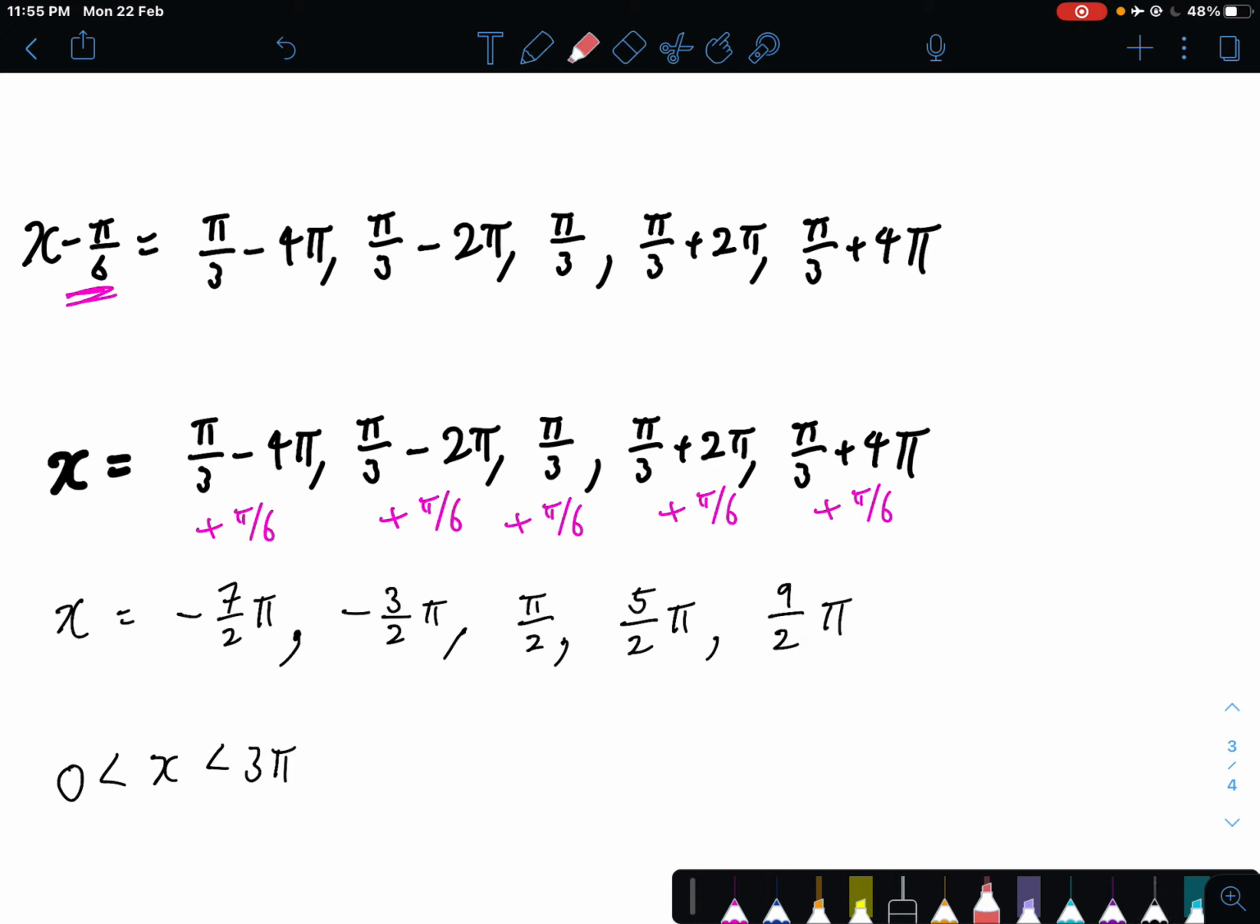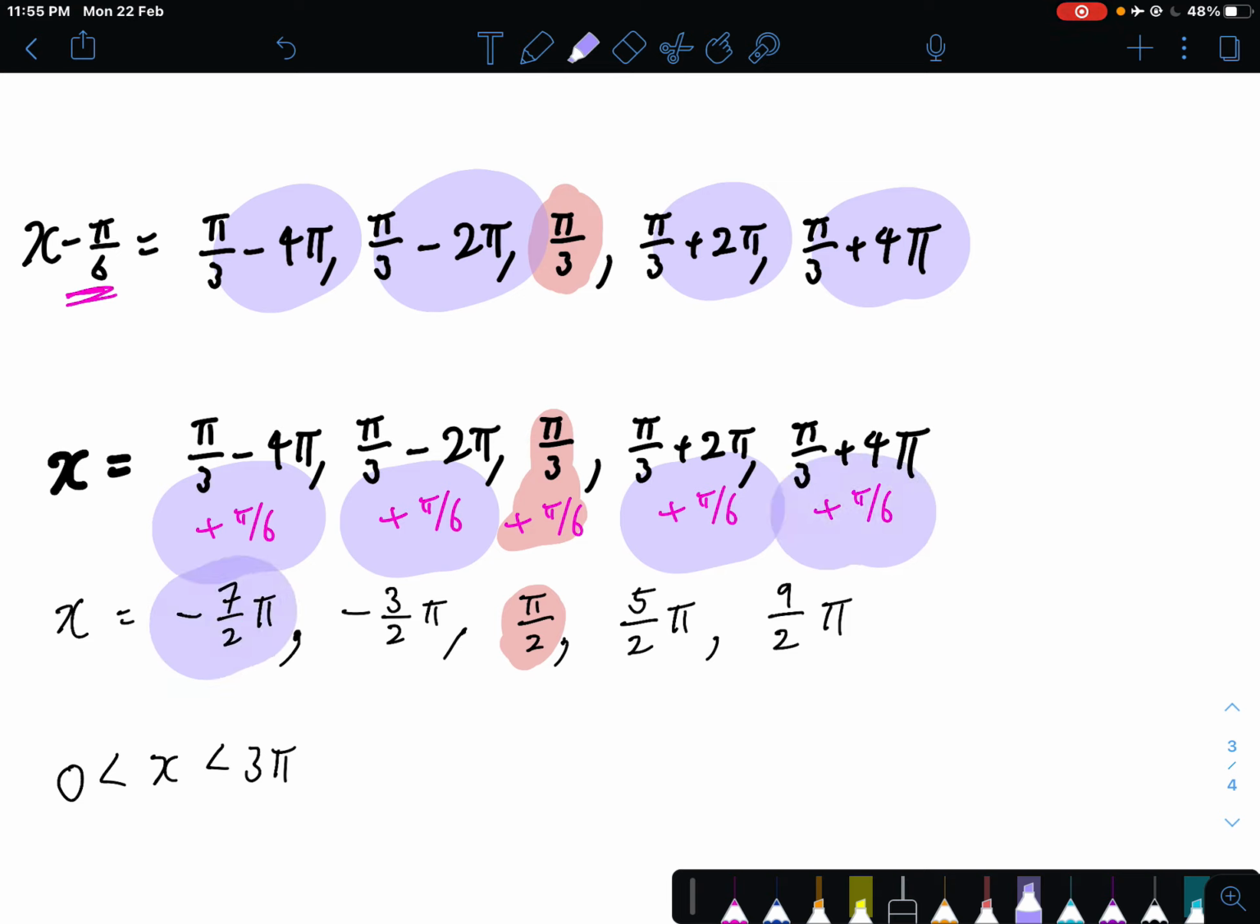Now let's take a look. Previously we only had this as our solution, and then we plus 6, and we got pi by 2 as our answer. Then what we did next is we introduced this minus 2 pi. Minus 2 pi, minus 4 pi, plus 2 pi, plus 4 pi. Then we plus pi by 6 to each of them, and we get these 4 as our answer: minus 7 over 2 pi, minus 3 over 2 pi, 5 over 2 pi, and 9 over 2 pi.